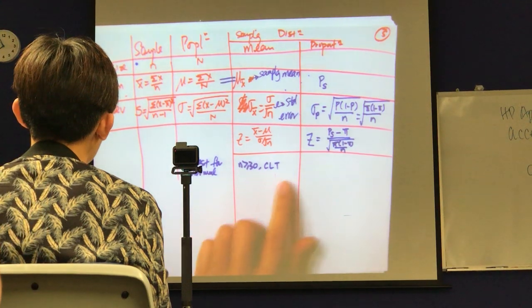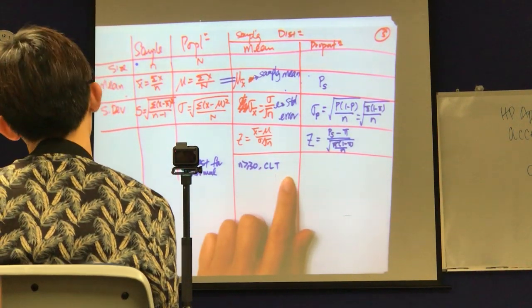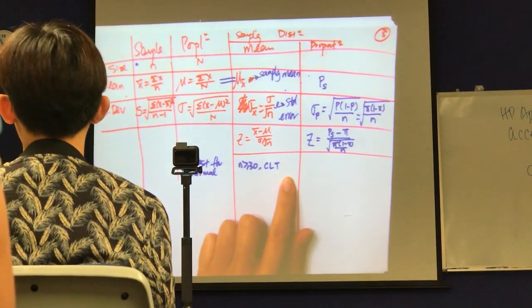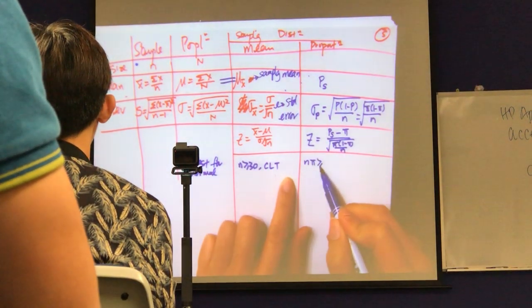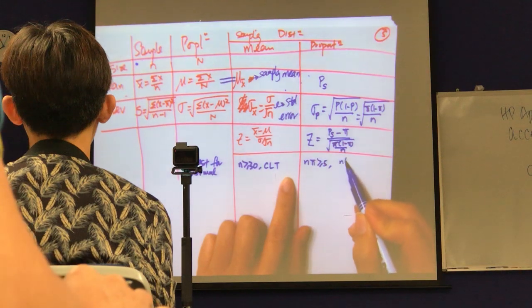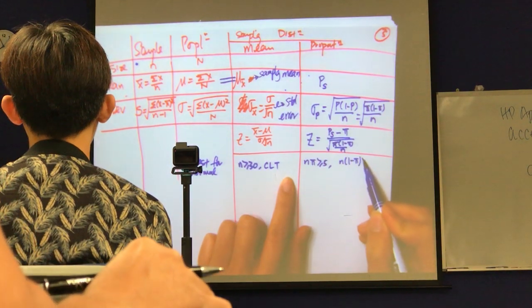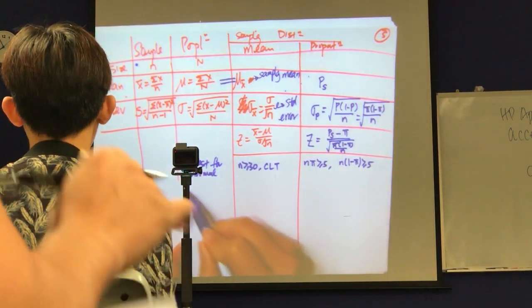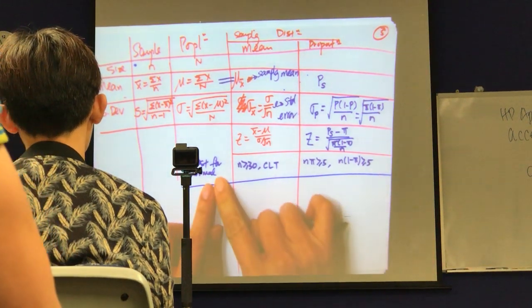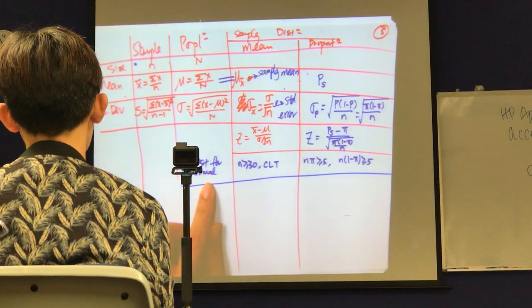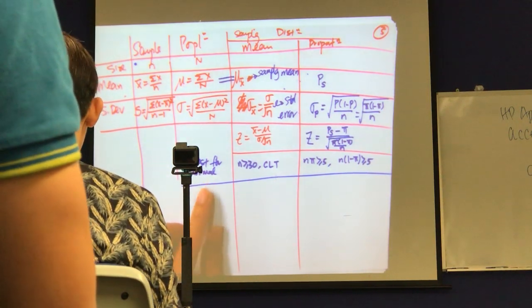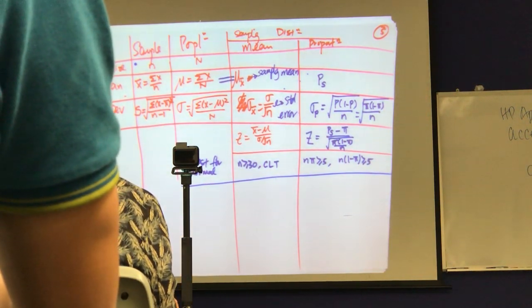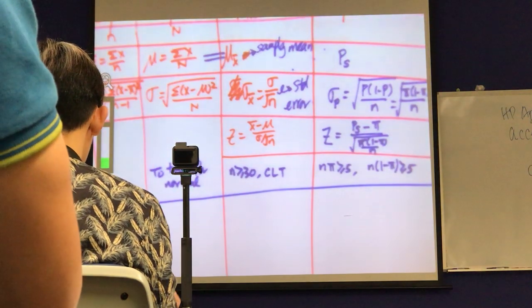And how do you know whether they are normal or not normal? What did we just do just now? N times pi must be greater than 5, and n times 1 minus pi greater than or equal to 5. So from that, you can say they are normal, and you can use these two formulas. Central limit theorem. So let me enlarge that.